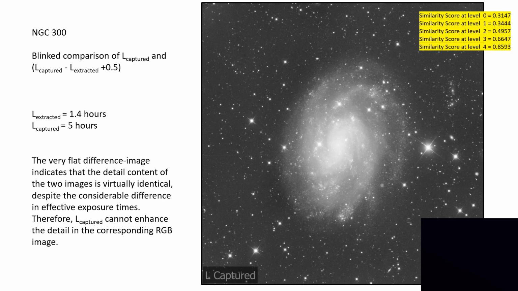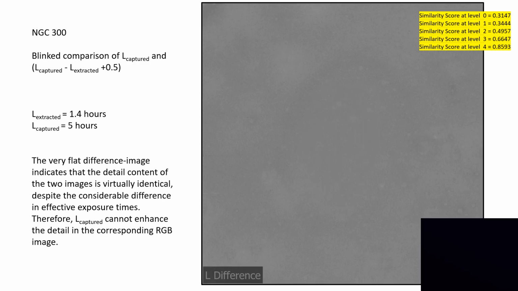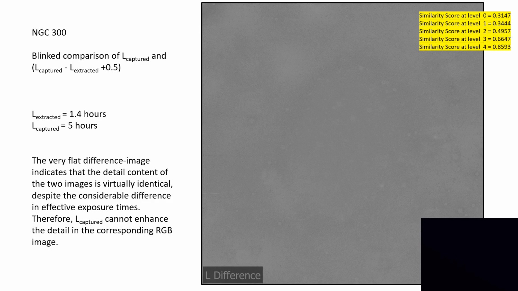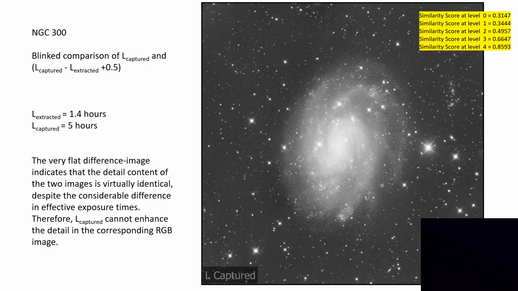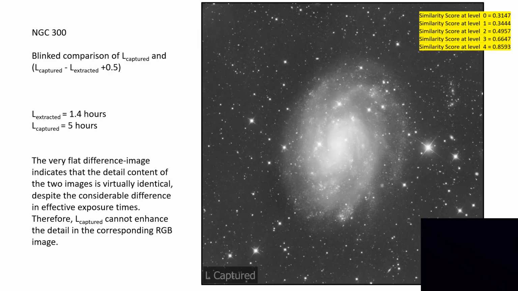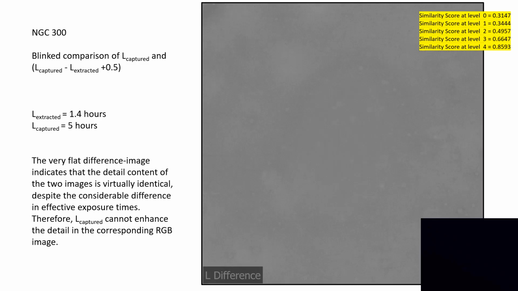Here there is 1.5 equivalent hours of L extracted. That is almost 1.4 hours of R, G, and B. On the other hand, there are 5 hours of L captured. Here are the images being blinked. This is the L captured, just for reference. Here's the difference.